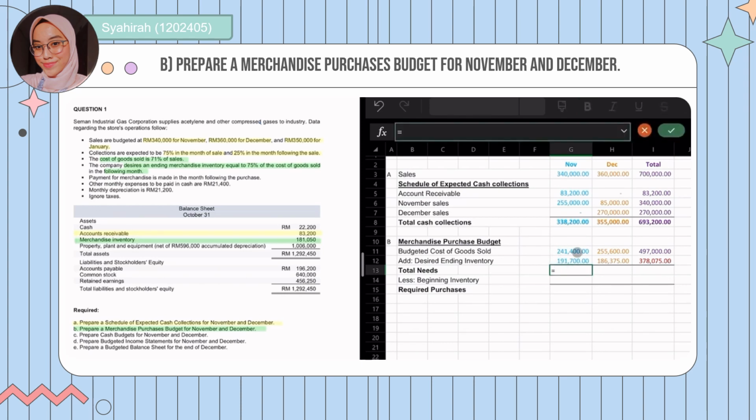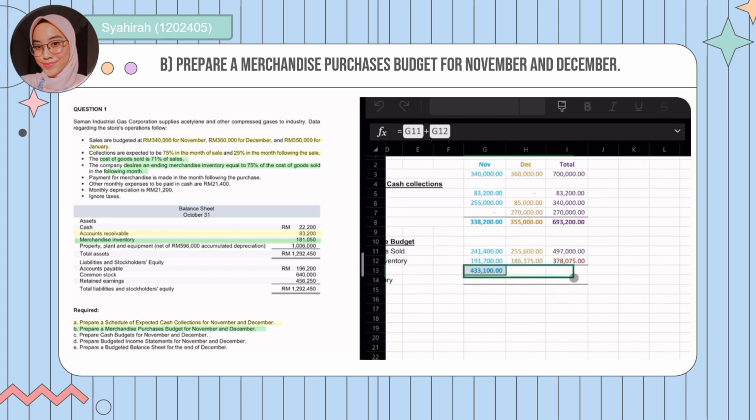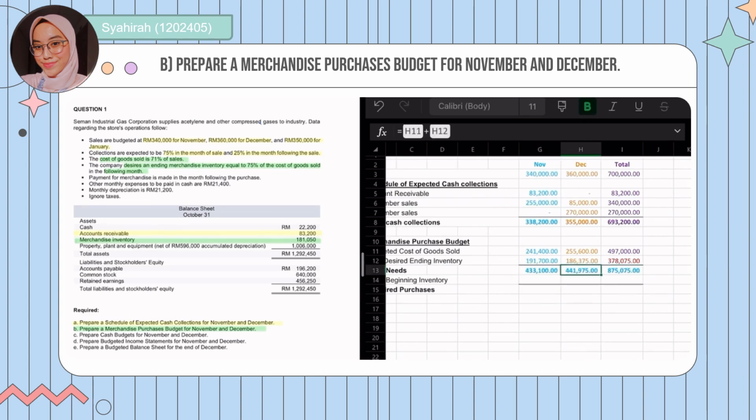So just total it up like this, and then we will get 433,100 for November, and then we just copy the formula. If you want to check, just check it here in the formula section, which is true. H1, H11 plus H12, we will get this, and I11 plus I12, we will get this.